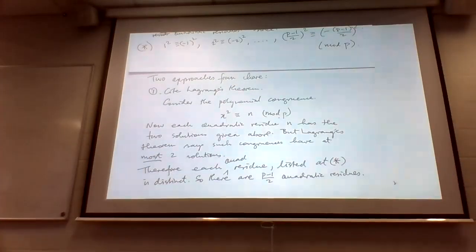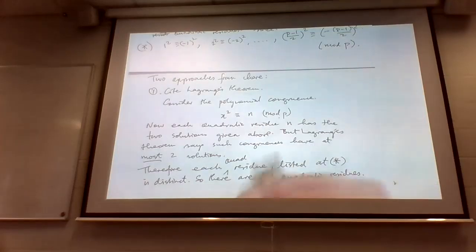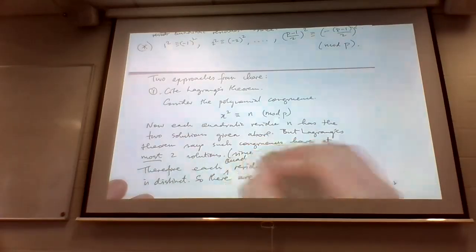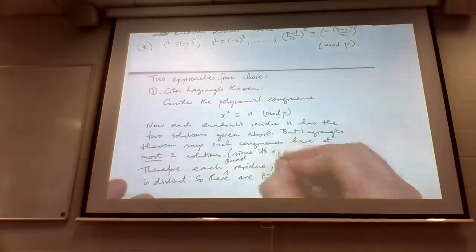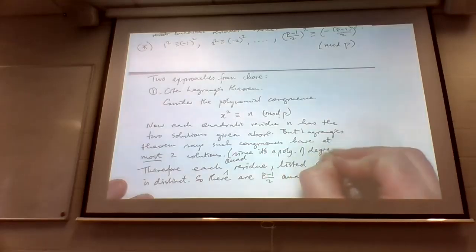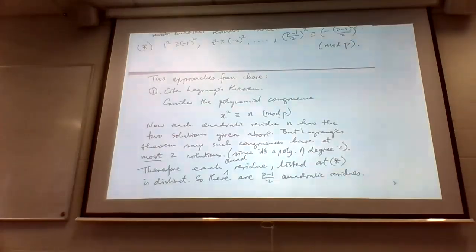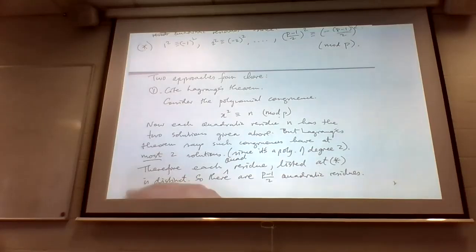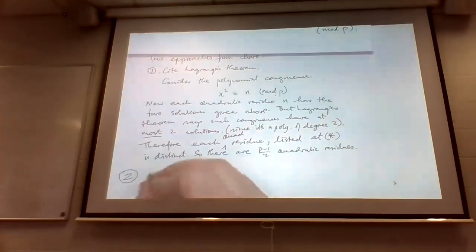Okay, so that would be perfectly acceptable. Lagrange's theorem came up before we got to quadratic residues. We're not being asked specifically about proving Lagrange's theorem here, so we can certainly refer to it, as long as you clearly state and clearly show that you know what it says. It could add a little bit too. Lagrange's theorem says such congruences have at most two solutions since it's a polynomial of degree 2. The reason it's got at most two solutions is because the degree of the polynomial is 2.